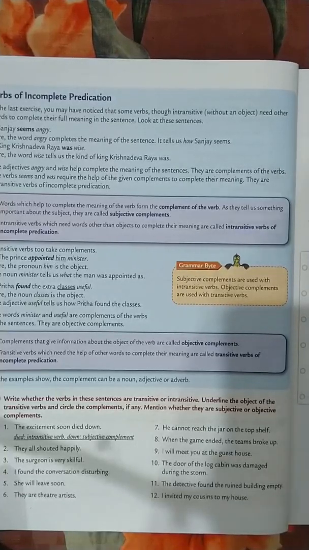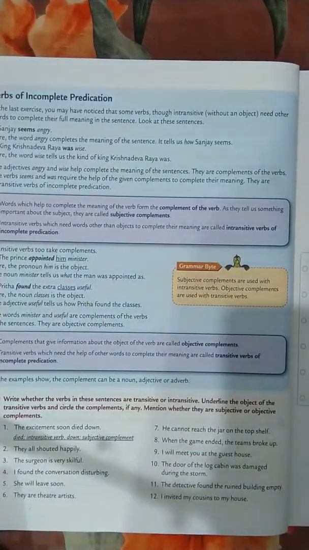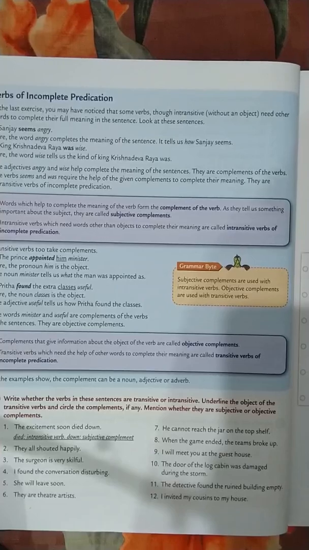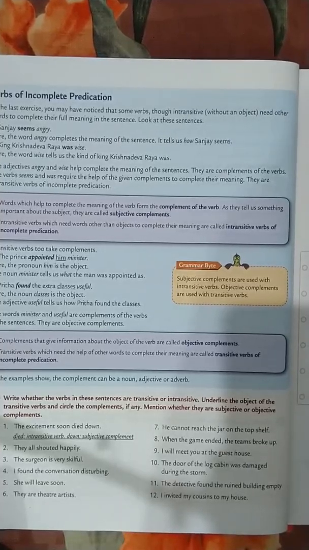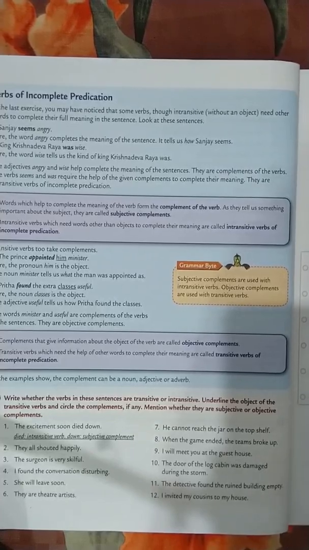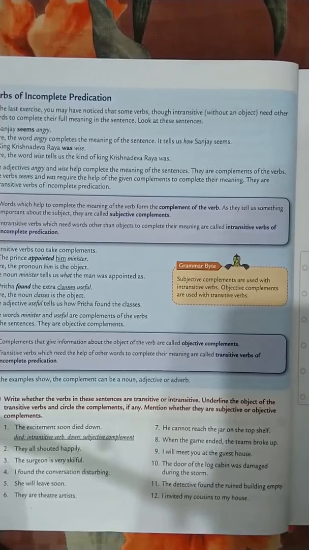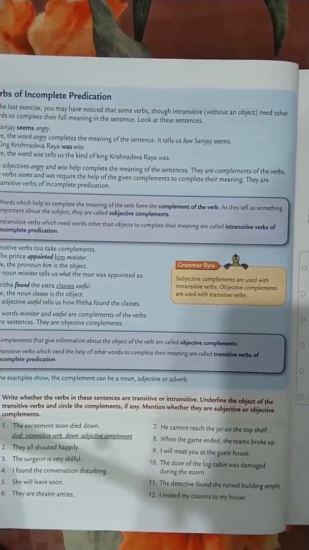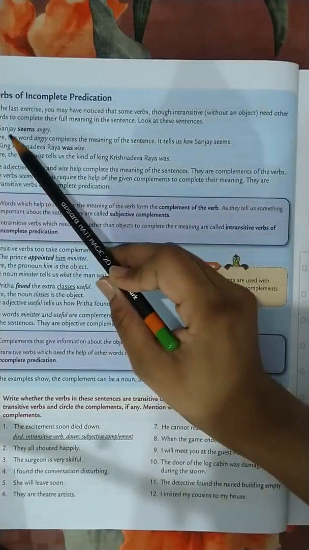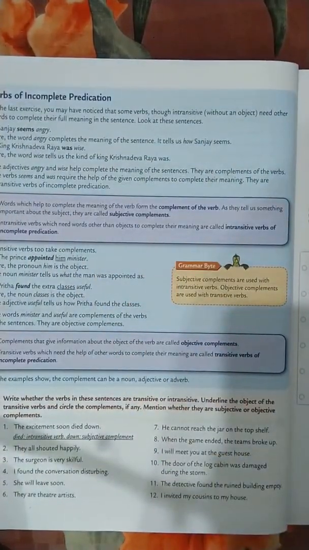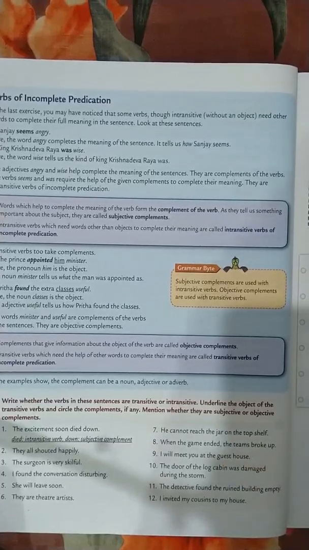The words which help to complete the meaning of the verb will be called the complement of the verb, as they tell us something important about the subject. Like the example I gave you, Sanjay seems angry. It is telling something about the subject, so it will be called a subjective complement.